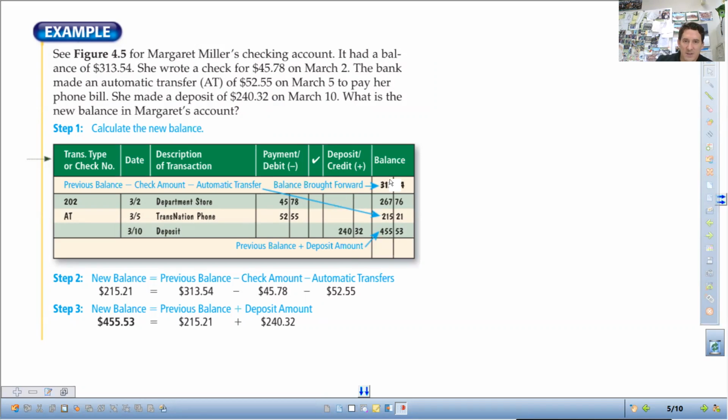So how this works, your starting balance is $313.54 minus $45.78 is $267.76, and then minus $52.55 is $215.21, and then plus the deposit $240.32 brings it to the final balance. The new total is $455.53.